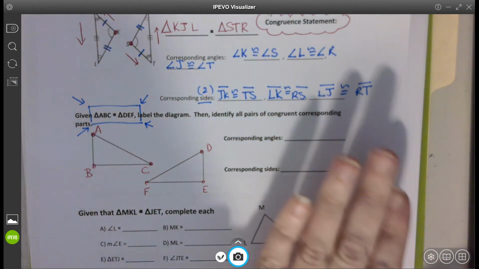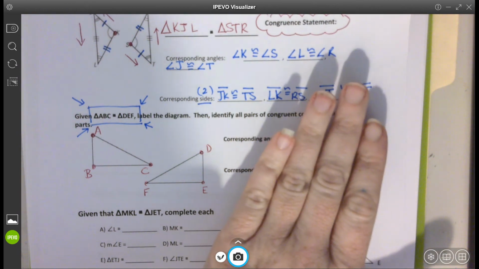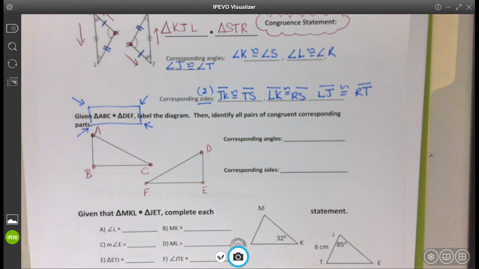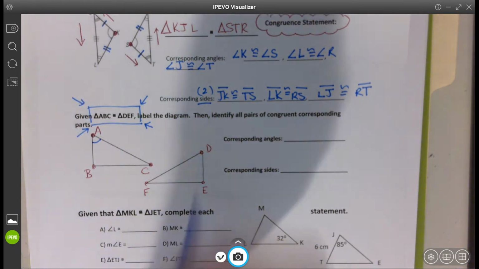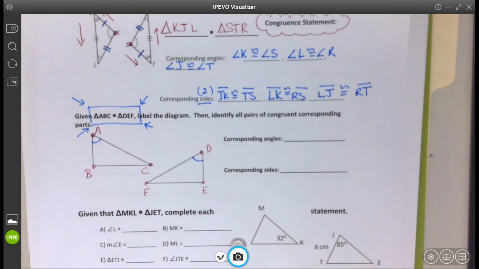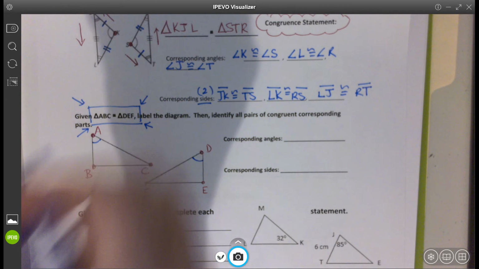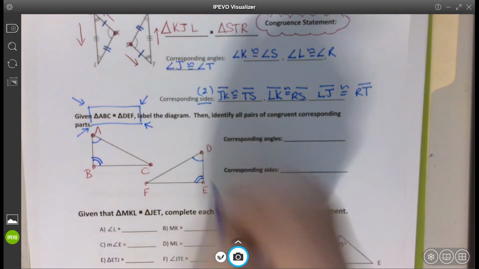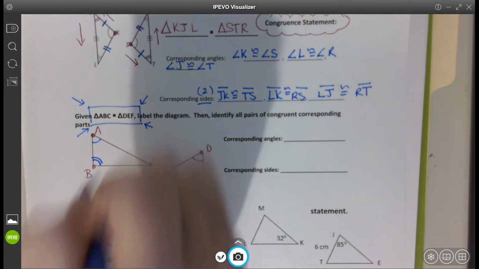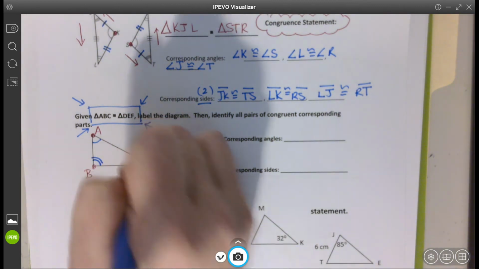Now, before I even go and complete this, I am going to fill in my diagram with curve markings and tick marks. So A is going to get one curve marking, and D is going to get one curve marking. They're both in the first position. B is going to get two curve markings. E is going to get two curve markings, making the third angle both getting three curve markings.